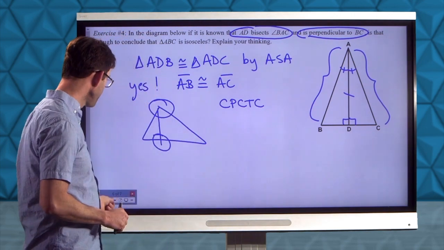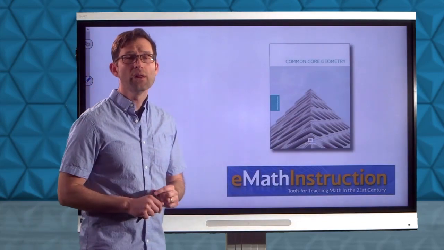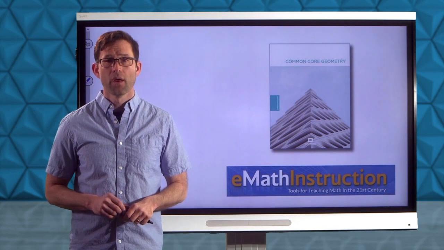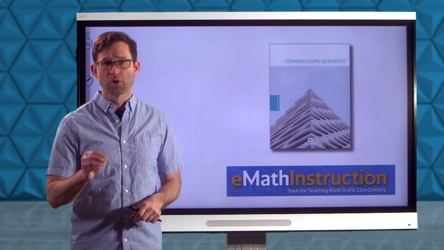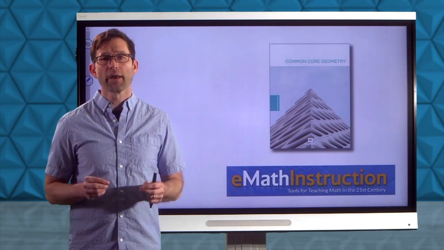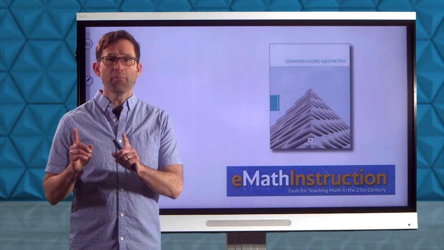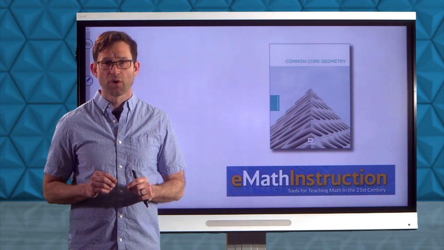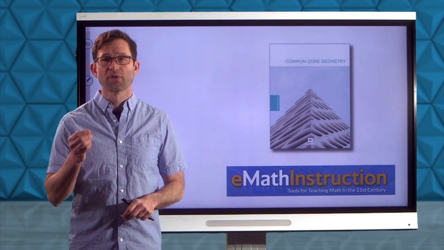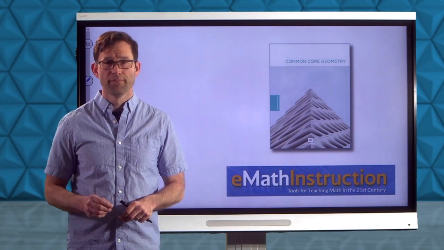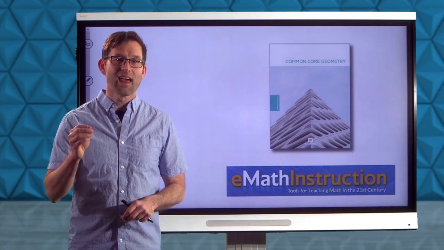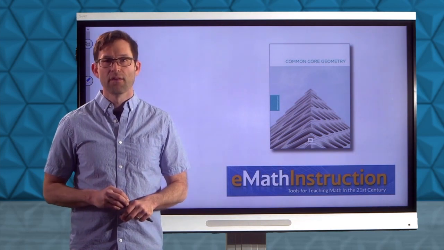Let's wrap it up. Today, we looked at one of the most important ideas in all of geometry, which is if we can prove, given information we're told, that two triangles are identical, then any parts that correspond on those two triangles must also be identical. Corresponding parts of congruent triangles are congruent. We will see this line of reasoning again and again and again in future lessons.